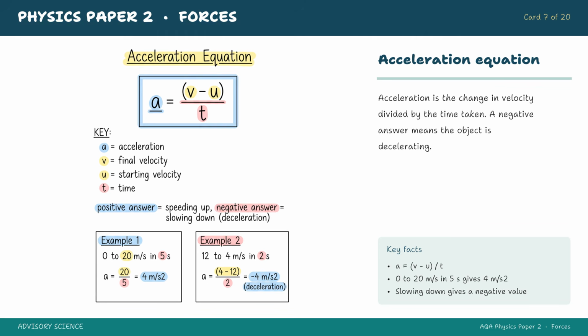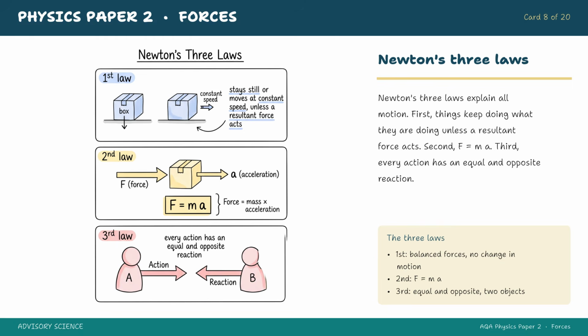How do we explain these graph lines? Newton's laws explain motion. Newton's first law states an object will keep doing exactly what it's already doing unless an unbalanced leftover force acts on it. If an object is sitting still, it stays still. If an object is already moving, it keeps moving at the exact same constant speed in a straight line.